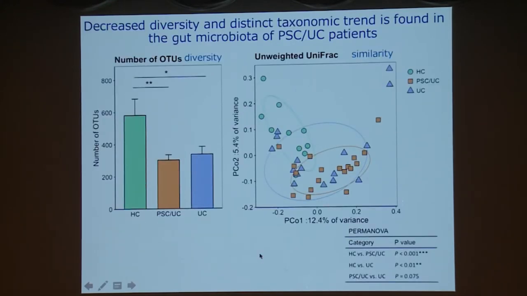This is a microbial profile of human fecal samples. As shown in the left panel, the number of OTUs was significantly decreased in PSC and UC compared to healthy controls. Furthermore, the microbiota of PSC-UC patients shown in orange and UC patients shown in purple demonstrate a distinct taxonomic trend from healthy control shown in green. However, the difference between PSC-UC and classic UC was less evident, suggesting that the metagenomic analysis of the gut microbiota is not sufficient to discriminate PSC patients from UC in our cohort.